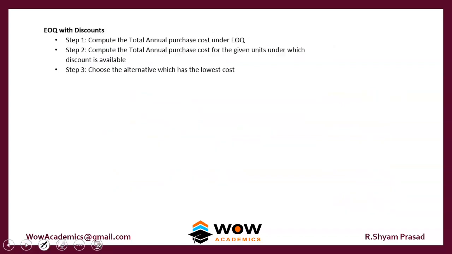So there's another set of problems called EOQ with discounts. So here what happens is, step 1 is compute the total annual purchase cost under EOQ. Then step 2 is compute the total annual purchase cost for the given units under which discount is available. Then step 3, choose the alternative which has the lowest cost. So these are the rules.